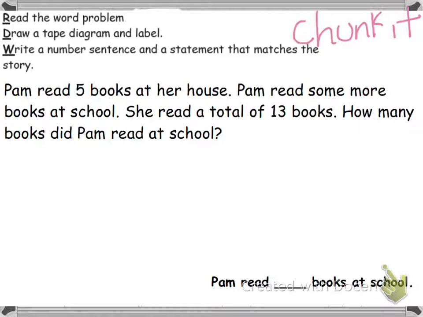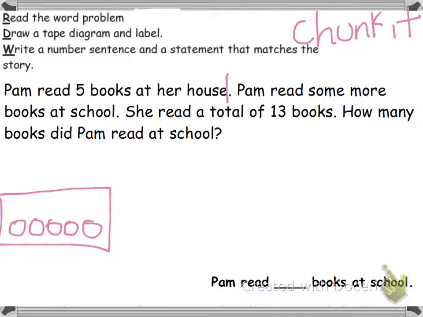So now, let's read it again. But remember, we're going to chunk it. So every important piece of information that we think that we need to draw for, we're going to stop and we're going to draw that piece. So it says Pam read 5 books at her house. Oops, stop. I know that is important. So I'm going to draw Pam reading those 5 books at her house. So I'm going to box that in. Now, I'm going to label it. So, she read 5 books at her house.